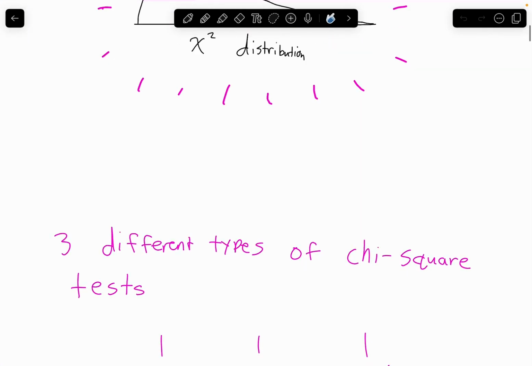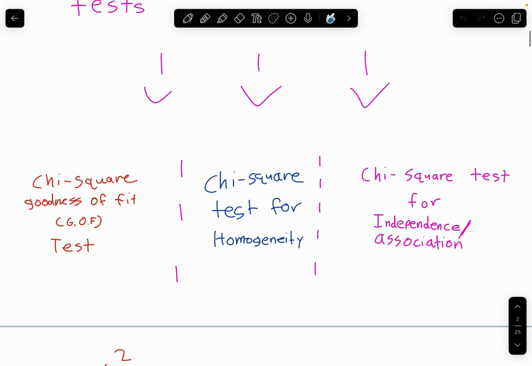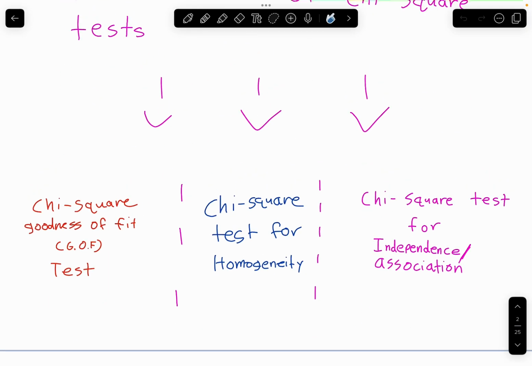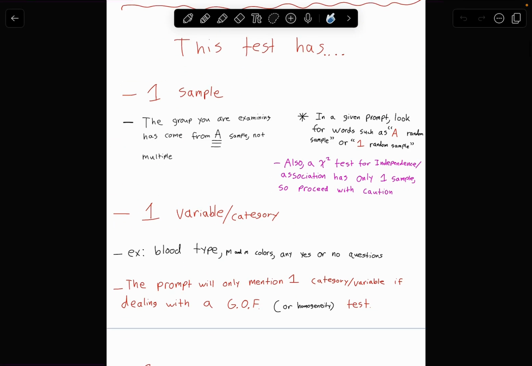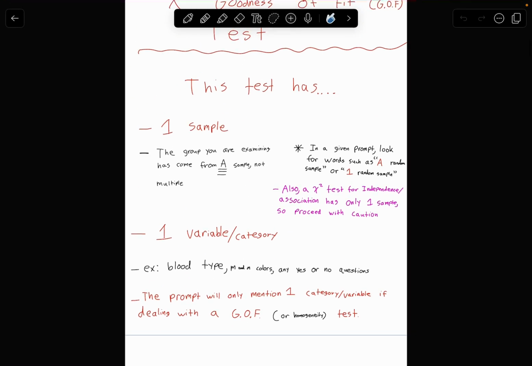There are three different types of chi-square tests. Chi-square goodness of fit test, chi-square test for homogeneity, and chi-square test for independence/association. The first one we will be looking at is the chi-square goodness of fit test. Now this test has one sample and one variable/category.